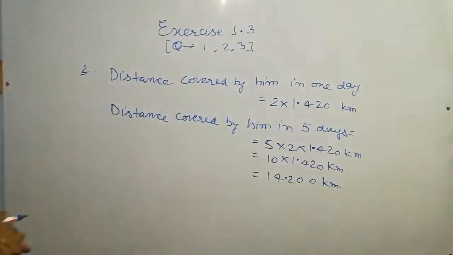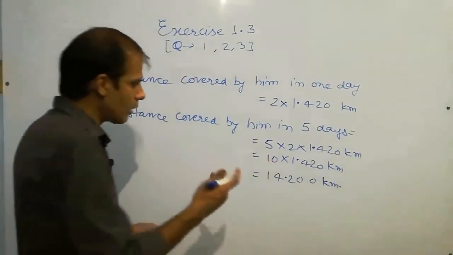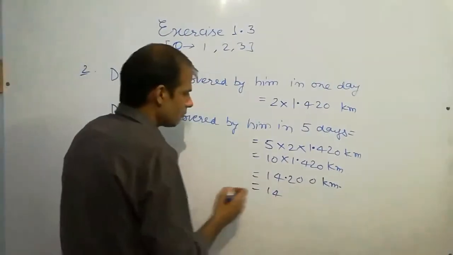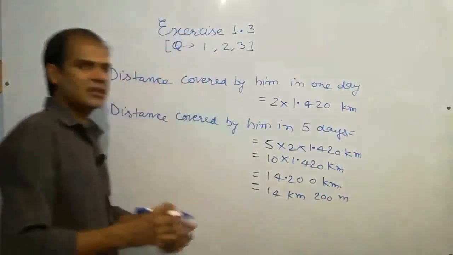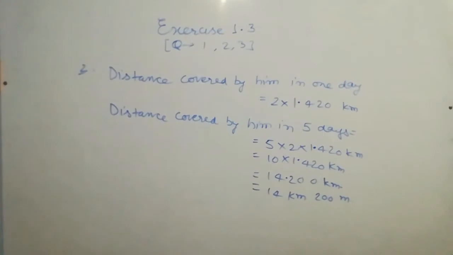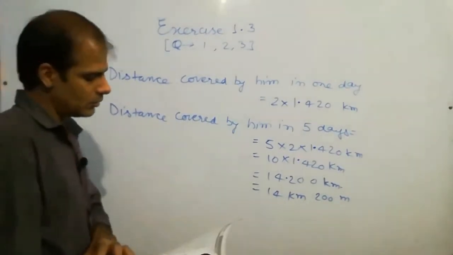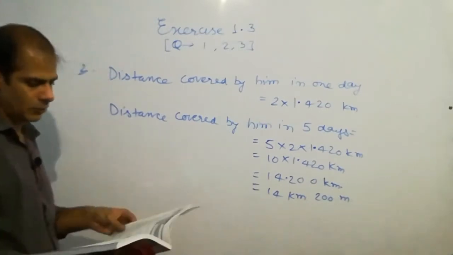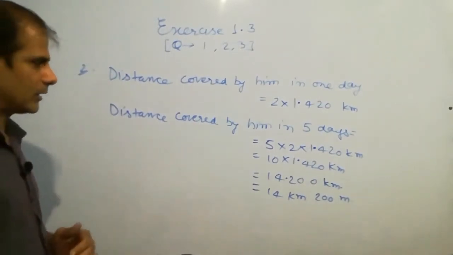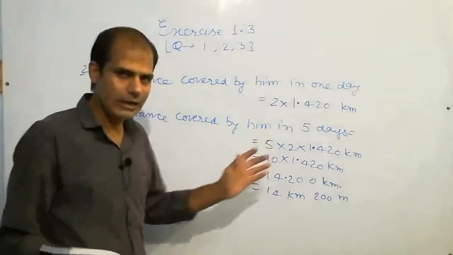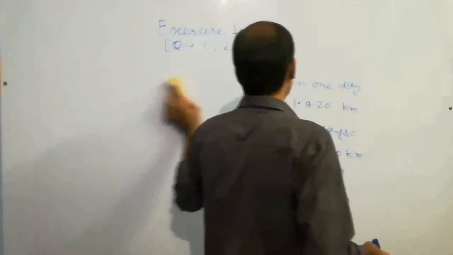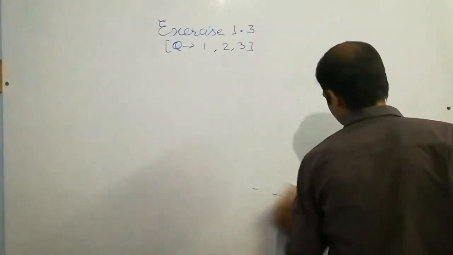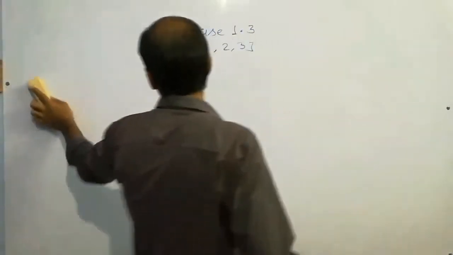So it is 14.200. Now you can write your answer is 14 kilometer and 200 meter simply. So this is the answer, and for your convenience I check also. So it is question number 2, exercise 1.3, 14 kilometer 200 meter. So it is the right answer. Students, pause the video and note it down. You can take the screenshot also so that you can see it again in future whenever you are interested.